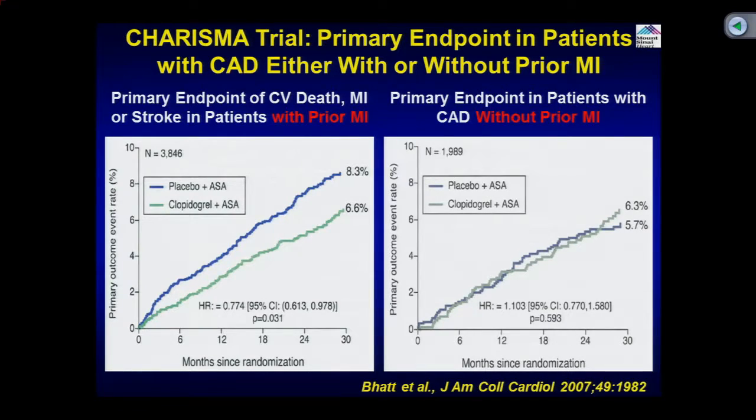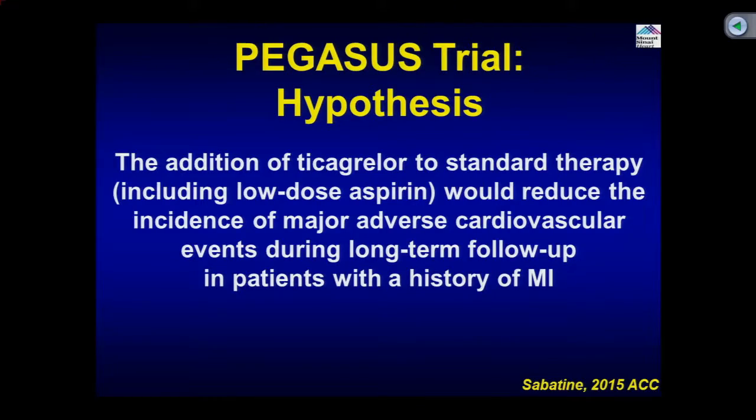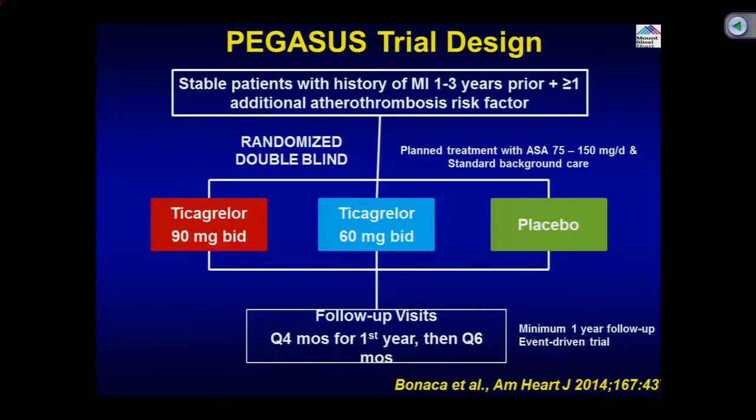So, taking that concept to a large number of patients, the hypothesis of the PEGASUS trial was that addition of ticagrelor to standard therapy of low dose aspirin would reduce the incidence of major adverse cardiovascular events during long-term follow up in patients with prior MI. And these were the 3 arms: 90 milligrams twice a day of ticagrelor, the standard dose, or low dose ticagrelor 60 milligrams twice a day, or placebo.